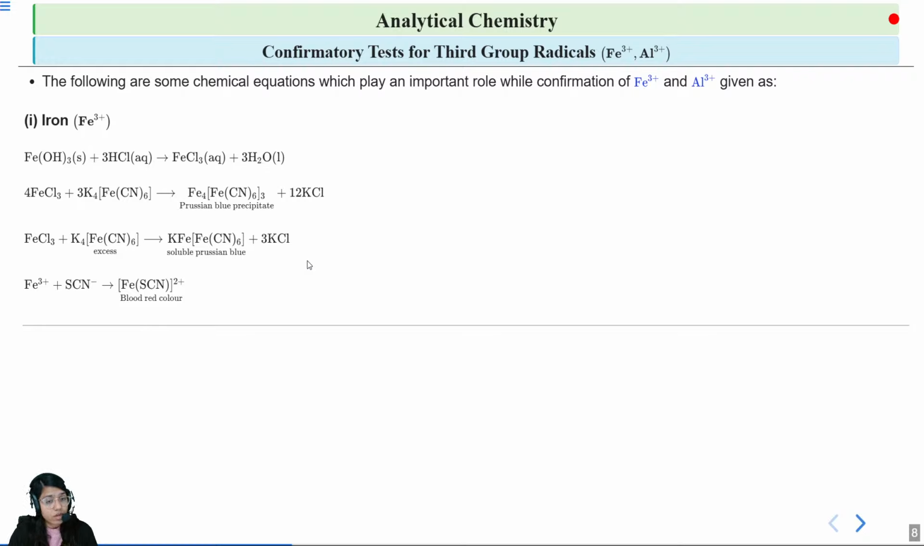So now we have another confirmatory test for iron. When Fe3+ reacts with thiocyanate ions SCN-, it forms a blood red colored [Fe(SCN)]2+. So this is blood red in color, and it is formed when iron ions, that is ferric ions, react with thiocyanate ions. And this is soluble in water. It forms blood red coloration. This ion is [Fe(SCN)] and the charge is 2+.